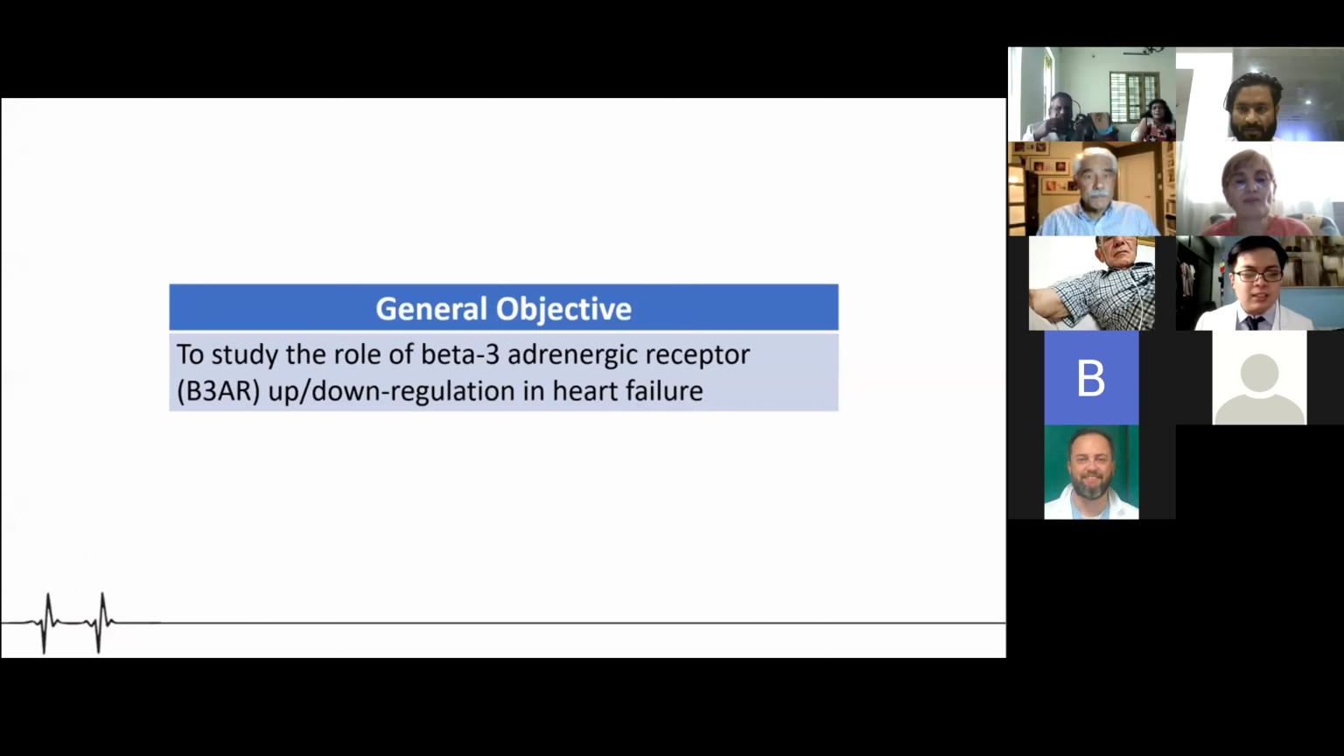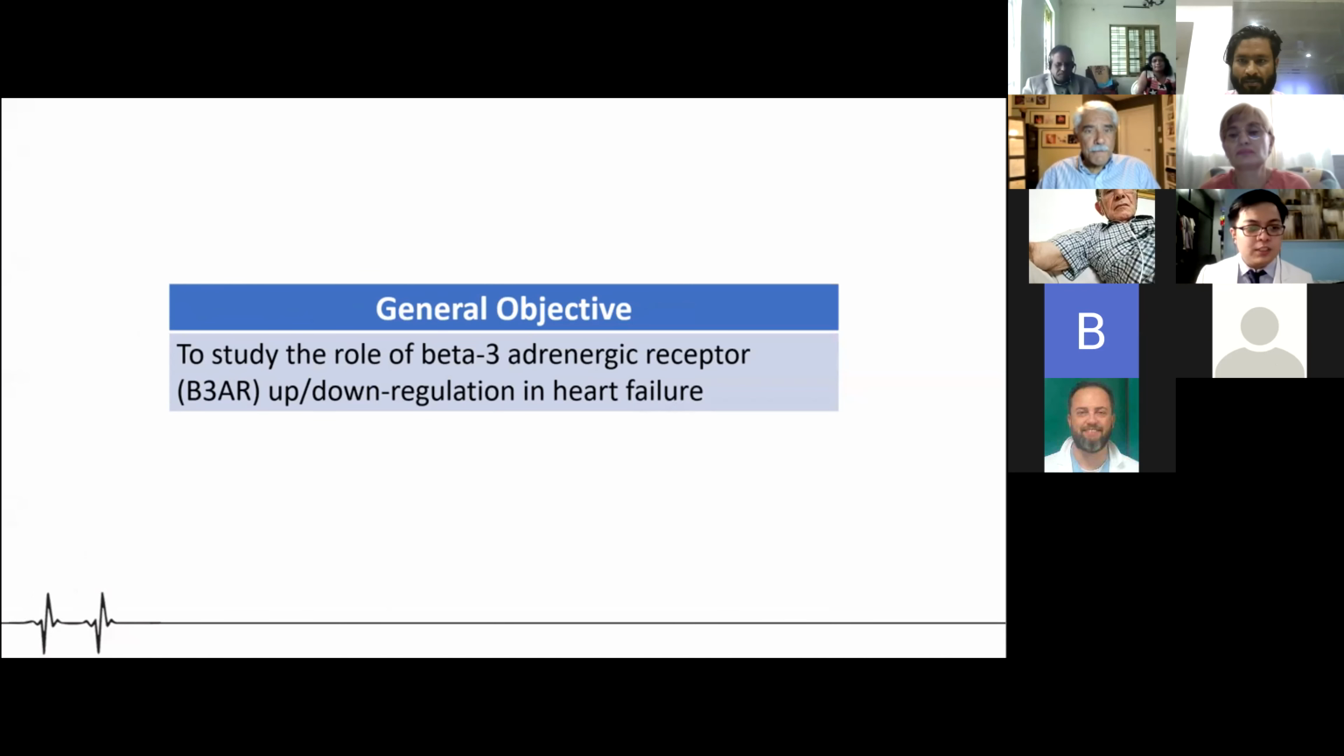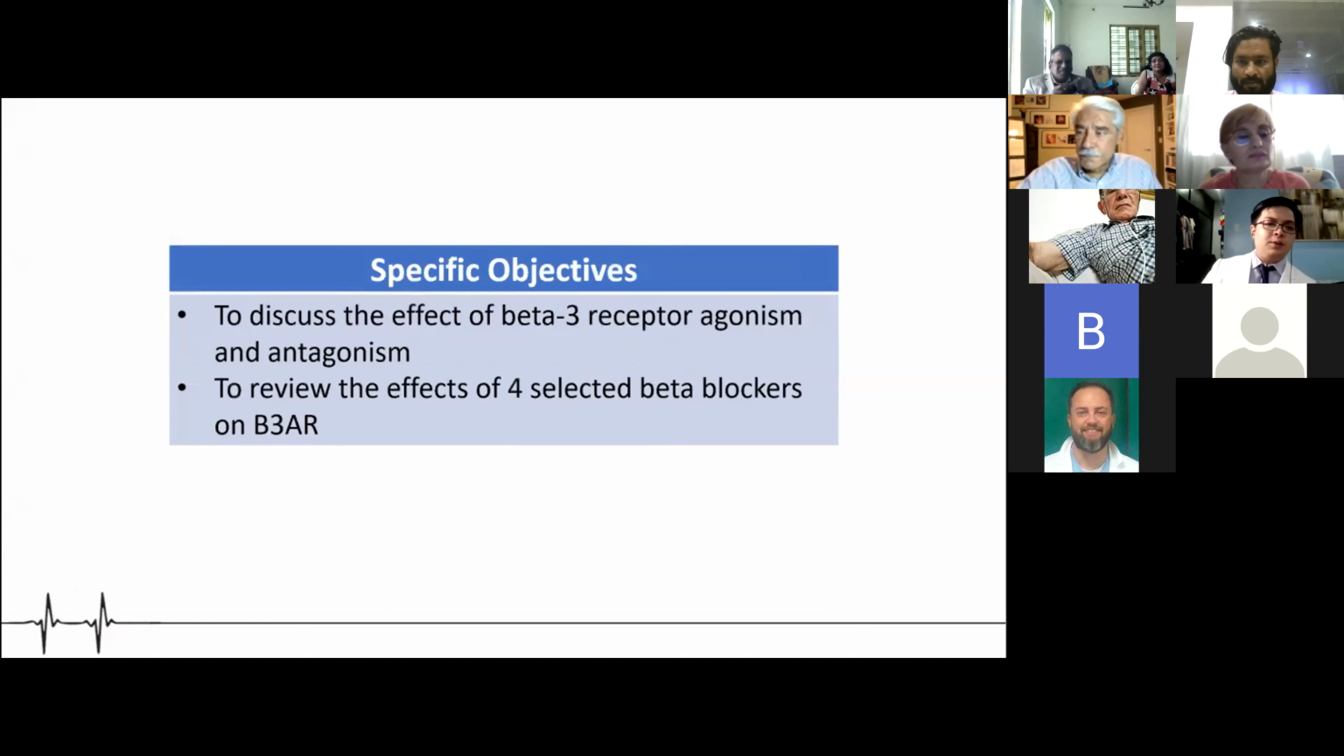So in today's speaking engagement, our objective is to study the role of beta-3 adrenergic receptor up and or down regulation in heart failure. We're also here to discuss the effect of beta-3 receptor agonism and antagonism and to review the effects of four selected beta blockers on beta-3 adrenoreceptors.